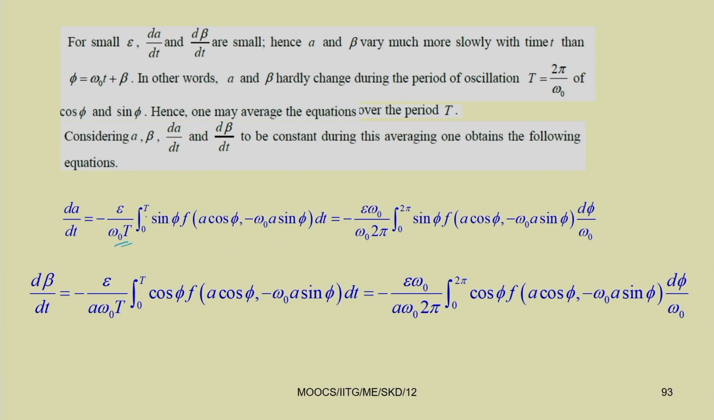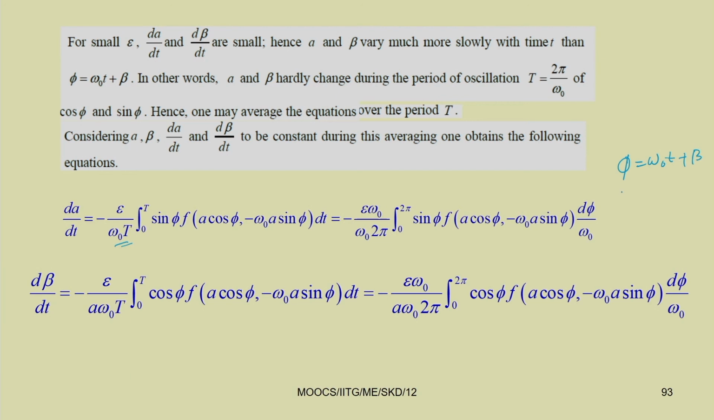This T can be written equal to 2 pi by omega 0. Then this becomes epsilon omega 0 by omega 0 times 2 pi, integration 0 to 2 pi of sin phi f of a cos phi minus omega 0 a sin phi, d phi by omega 0, as we have taken phi equal to omega 0 t plus beta.